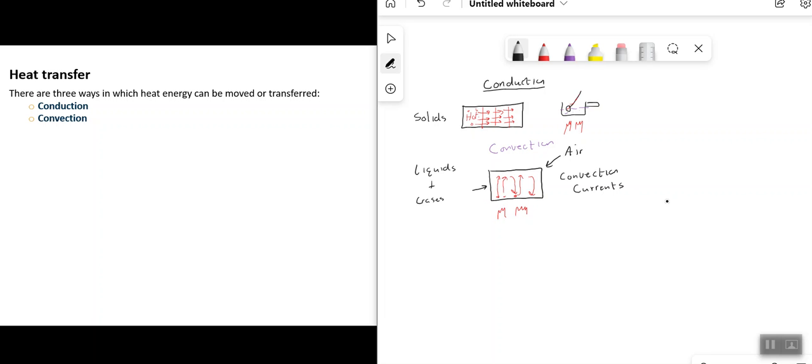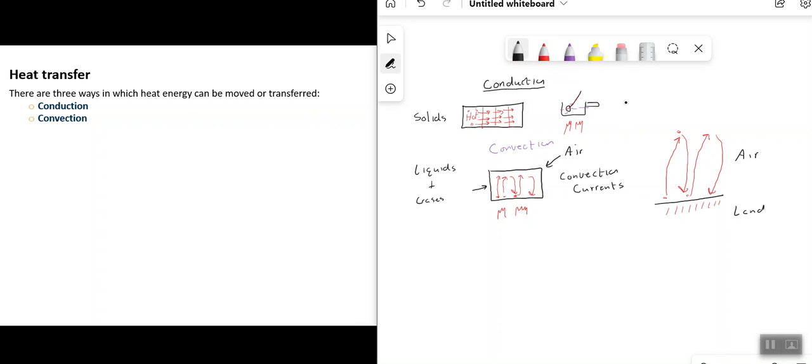For example, if you have land here, and the sun heats up the land, and this is the air, the air at the bottom will start to get hot and move up. When it gets up here, it'll start to cool down and fall back down again, and then it'll heat up and go up, and then cool and come back down again. Again, you get these convection currents.